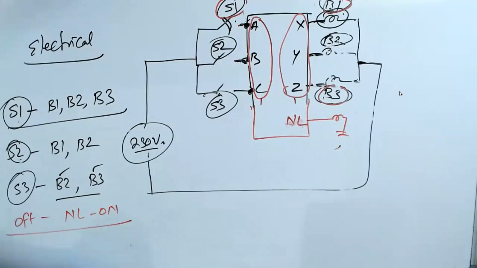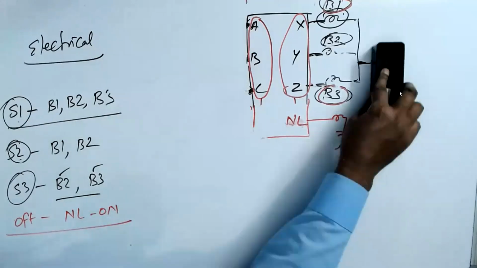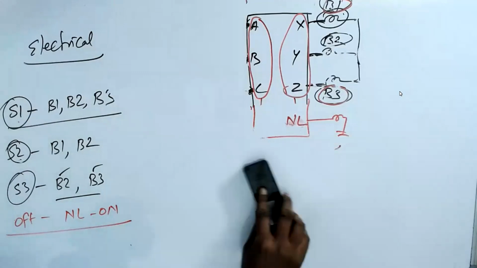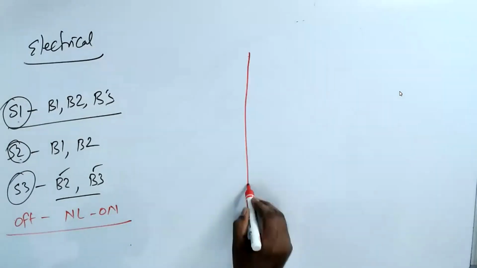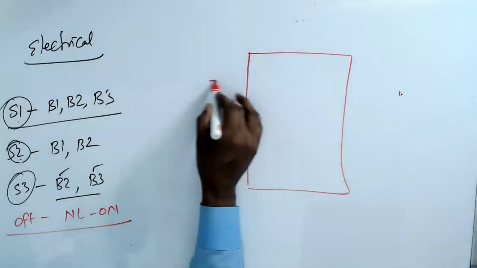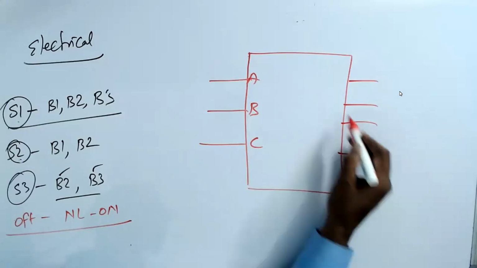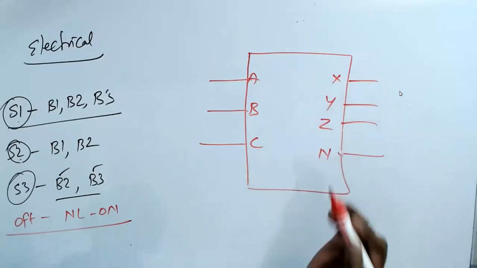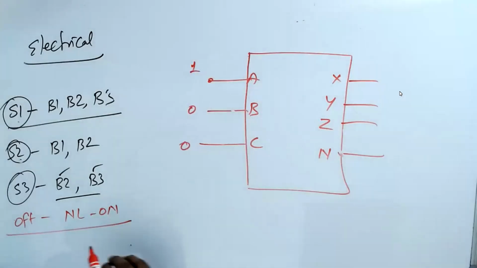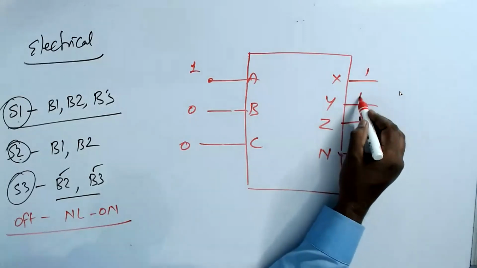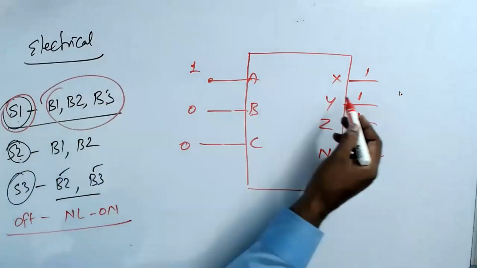So you forget about everything now. We draw a box. This box has 3 inputs, A, B, C, and 4 outputs, X, Y, Z, and N, the night lamp. Now, when A is 1 and B and C are 0, then X is 1, Y is 1, Z is 1, because all the bulbs will be on. When S1 is 1, B1, B2, B3 will be on.